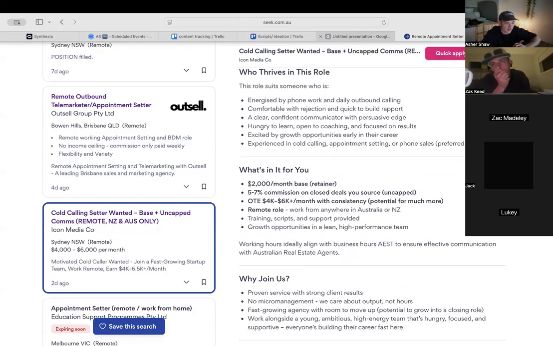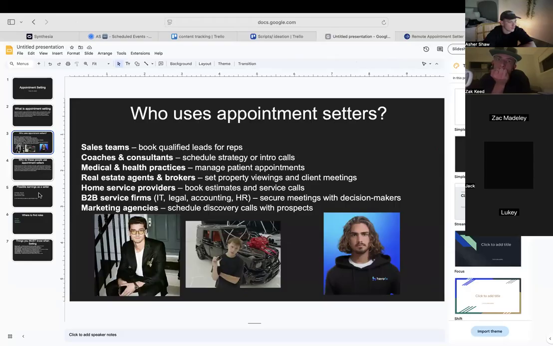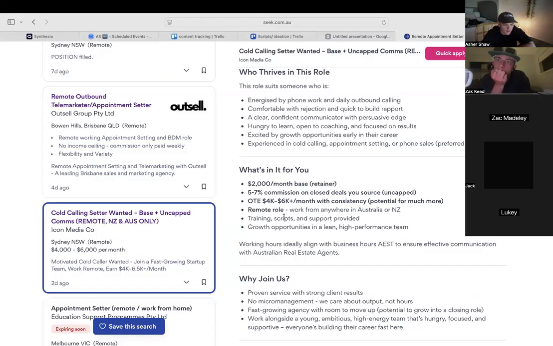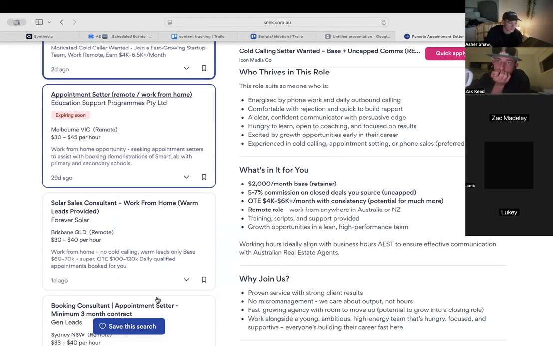And even this one here, it's a $2,000 a month base retainer, so perfect, like a little starter one. 5 to 7% commission on closed deals you source. So it's the same as what I was saying with this here, 5 to 7. I don't know what the size of the deal actually is, but it's like 4 to 6K a month with consistency. Plus it's uncapped, so you've got the retainer and then you've got this as well. So I think that's still a pretty good one to jump onto.